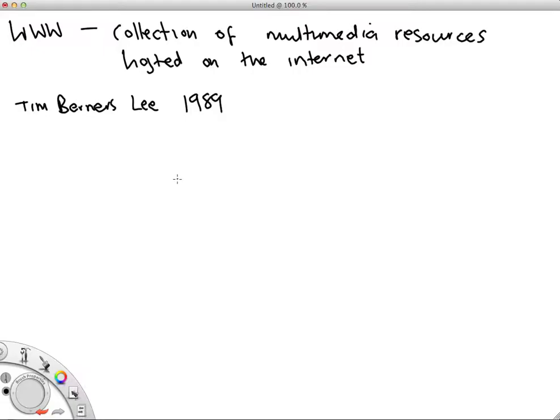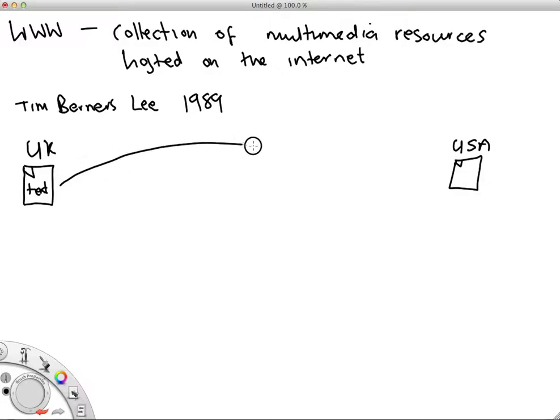He came up with this idea that if we have the internet, a global network of networks, wouldn't it be good if I could have a document on my computer over in the UK with some text on it, and when I click on that text, it takes me to a document that's sat on someone else's computer in the USA. But it doesn't just take me to it, it intertwines it, it links it. So it's just like having a page in a book that when I click on a word might take me to the definition of that word.